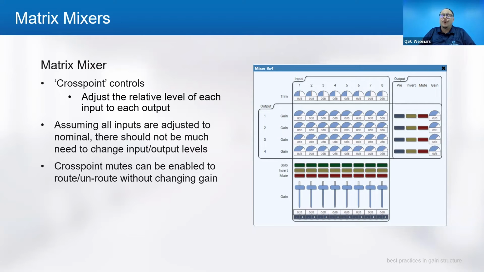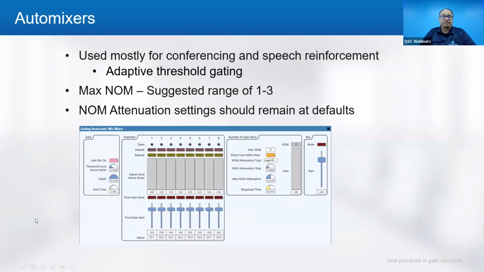One thing to note: when you bring this into your design, all cross points come out at -100, so you have to set each one. They're not routed by default, each input to each output. You can also have mutes enabled on each of those, to route and unroute without changing the gain. So that's a configuration option in there as well.